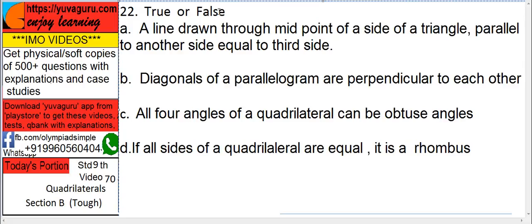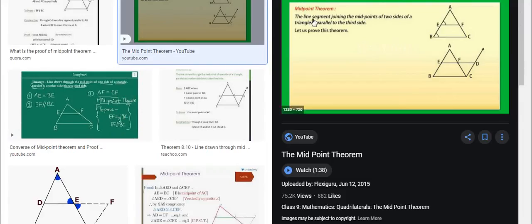True or false? A line drawn through the midpoint of a side of a triangle parallel to another side is equal to the third side. This is totally false. The theorem is: the line segment joining the midpoints of two sides of a triangle is parallel to the third side. That is one way of saying the theorem.